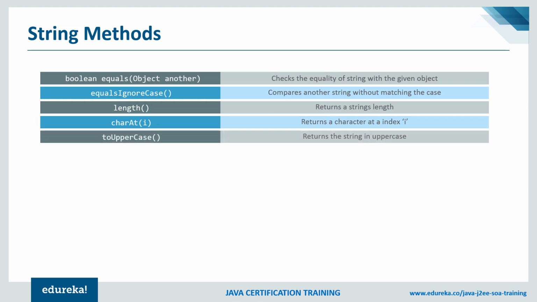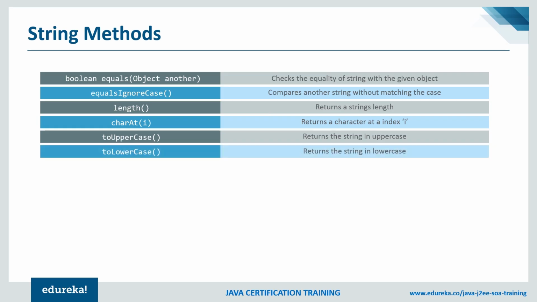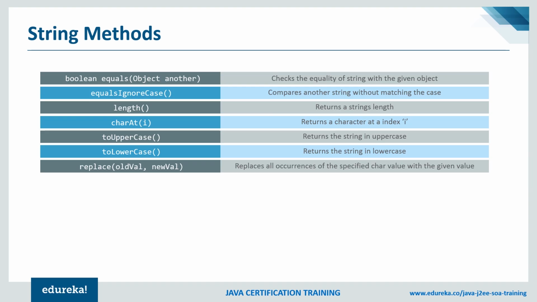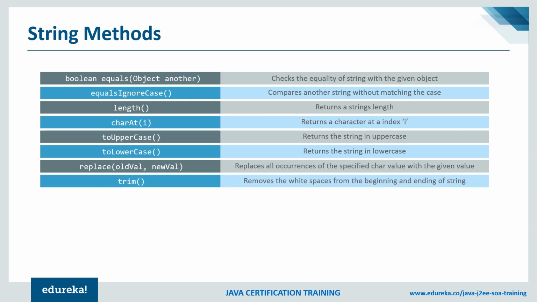toUpperCase returns the string in uppercase, toLowerCase will generate a lowercase string, then replace can replace an old character with the new character, and thereafter a new string can be constructed. So remember, whenever we are manipulating strings, whether the interned strings or the non-interned strings, we are always getting a new string. Now trim is a method which is going to remove the white spaces from the beginning and the ending of the string.